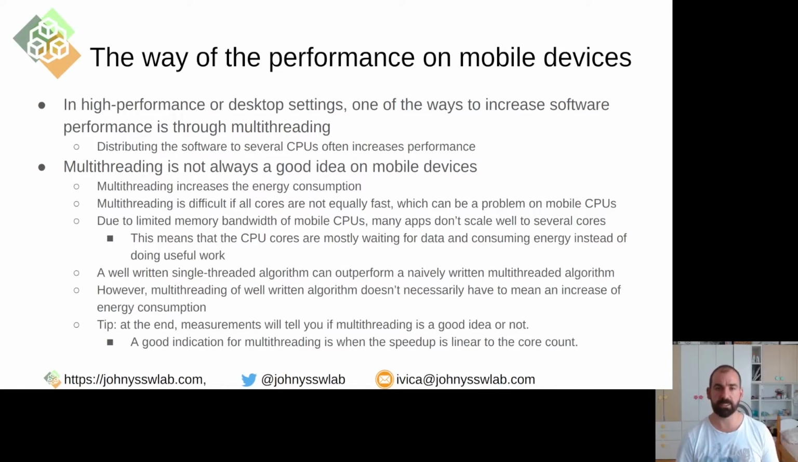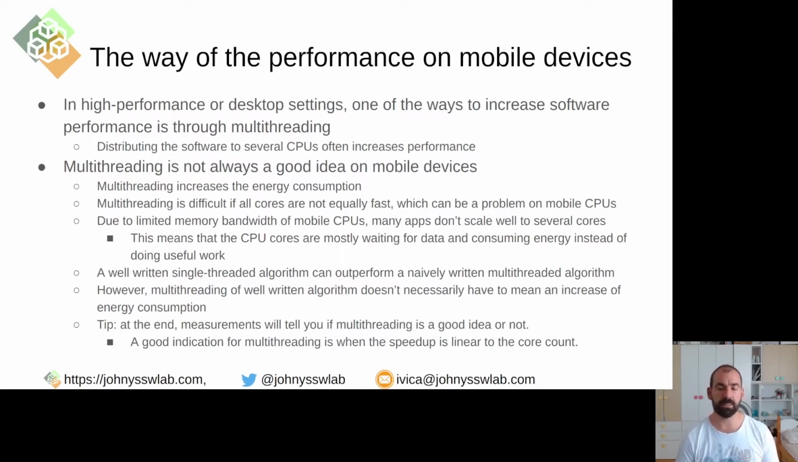Next thing, multithreading is difficult if all cores are not equally fast. So in mobile devices, you often have a situation where some cores are faster but use more energy, and other cores are slower but use less energy. And this can be a problem because load balancing is more difficult, although not impossible to make.